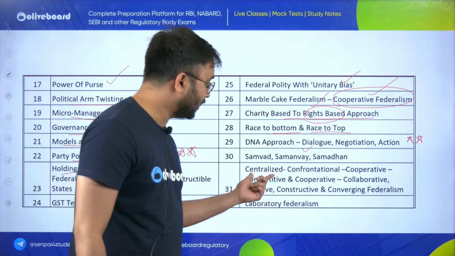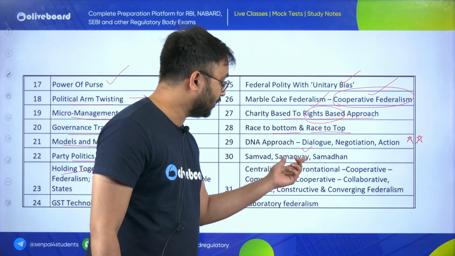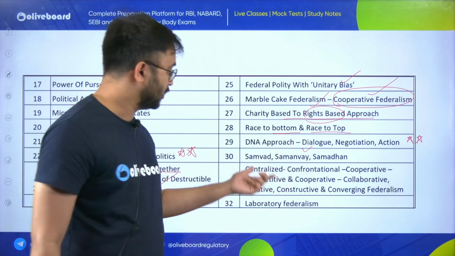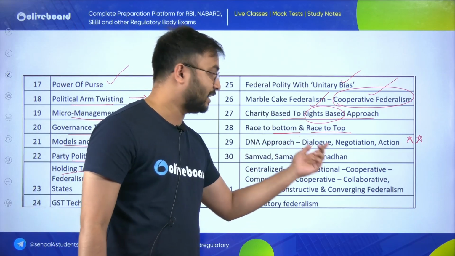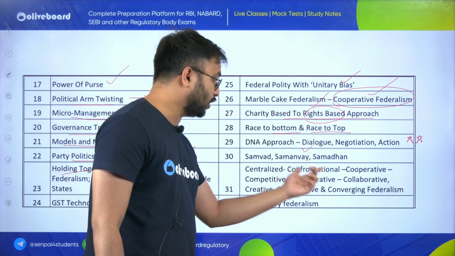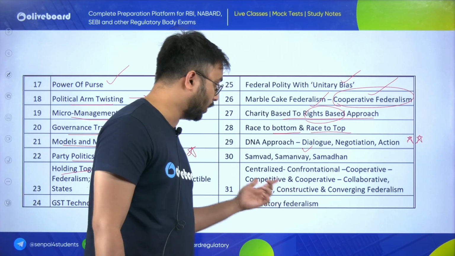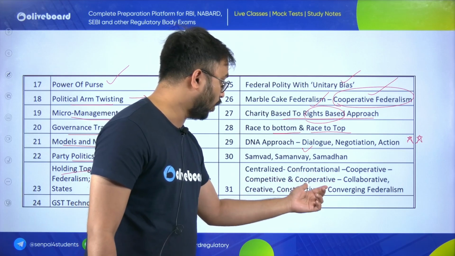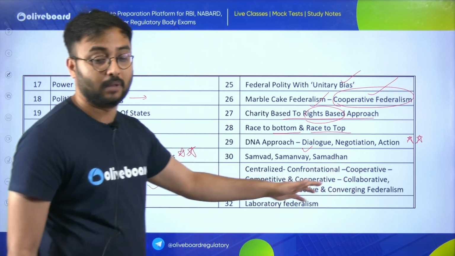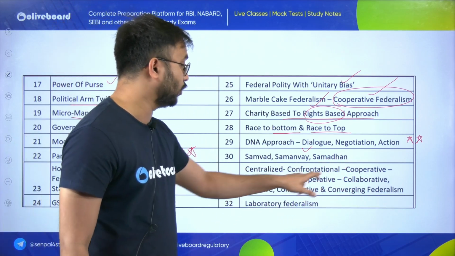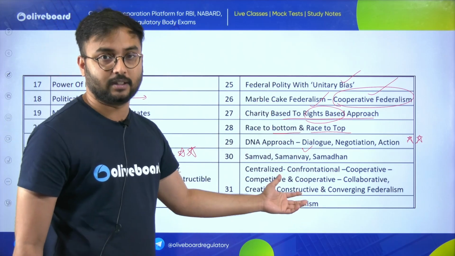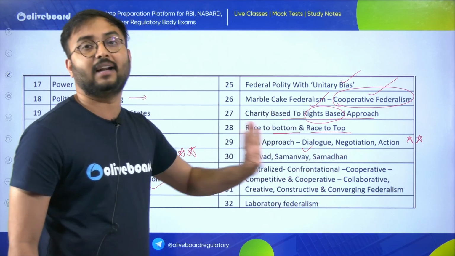Next, samvad, samanvay and samadhan. This 3S approach. Samvad, samanvay and samadhan. Very beautiful. You can write this keyword also. Centralized, confrontational, cooperative, competitive, then cooperative, then collaborative, creative, constructive, converging federalism. So how many C's are there? 1, 2, 3, 4, 5, 6, 7, 8. 8C federalism. You can recite this and you can write this.